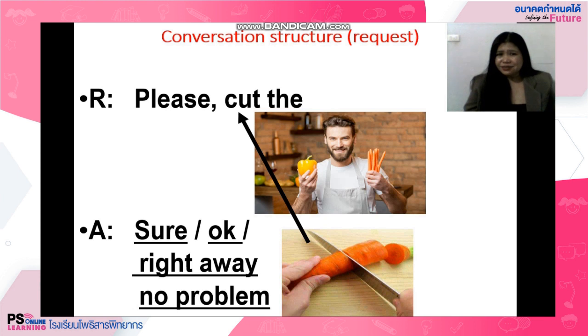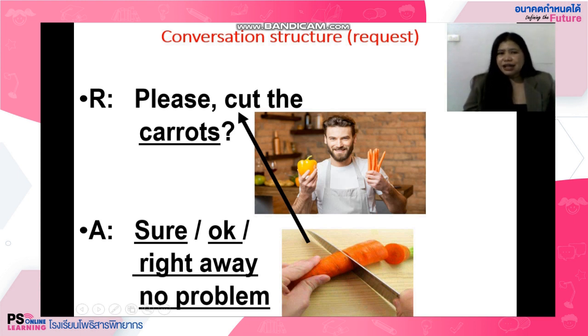Cut, right? So you say, please. You always have to use please for a request. It is more polite to say please. Please, and then the action. Cut, and then what? The carrots.